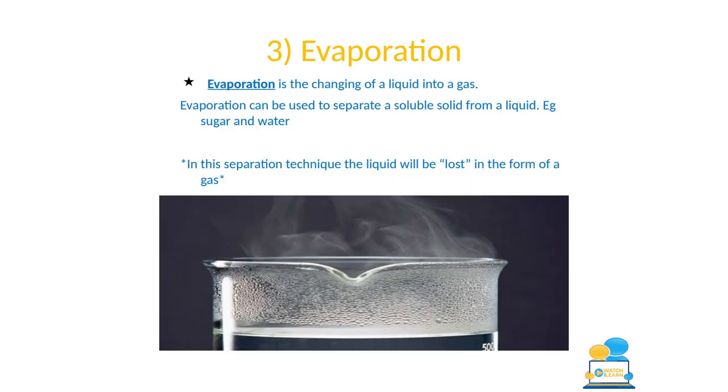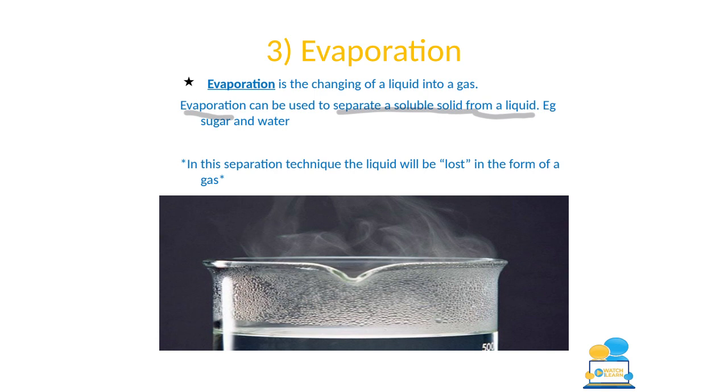In this separation technique, evaporation involves the changing of a liquid into a gas. That's how we refer to the change of state, where we're going from a liquid into a gas. However, this process can be used to separate a soluble solid from a liquid. We're going to ask a recall question now. What do we mean by a soluble solid? A soluble solid refers to a solid that will dissolve in a solvent.